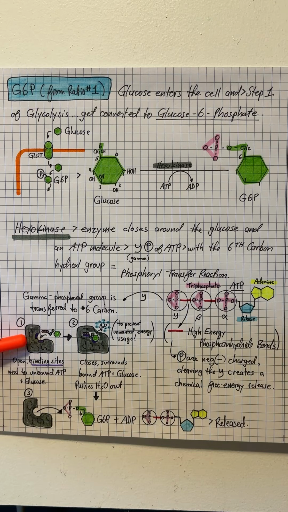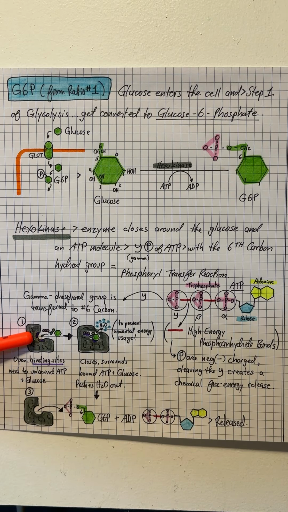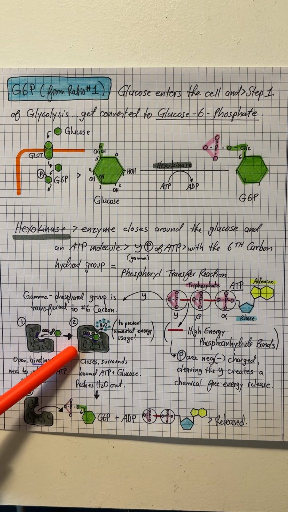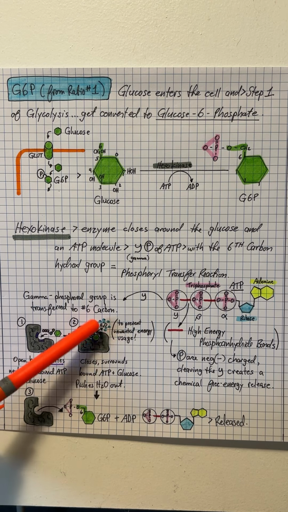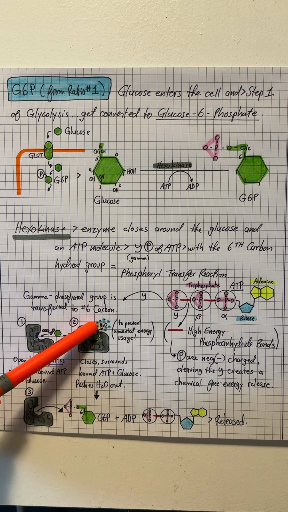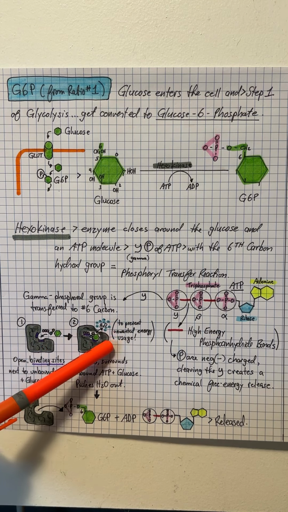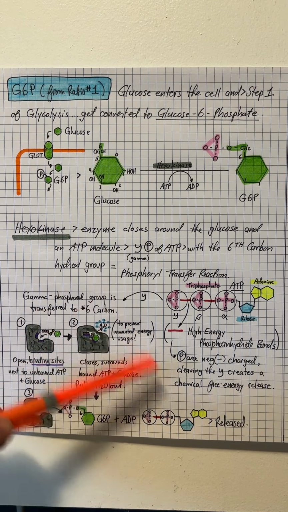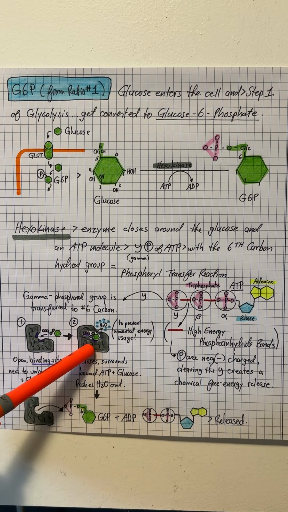Here we have hexokinase with the binding sites. The hexokinase takes in an ATP and it takes in a glucose at the binding sites. It then closes around or envelops the two molecules, and, interesting little fun fact here, the water gets pushed out to prevent any unwanted energy usage. Water and ATP sort of cause reactions, so we don't want the water for this one.